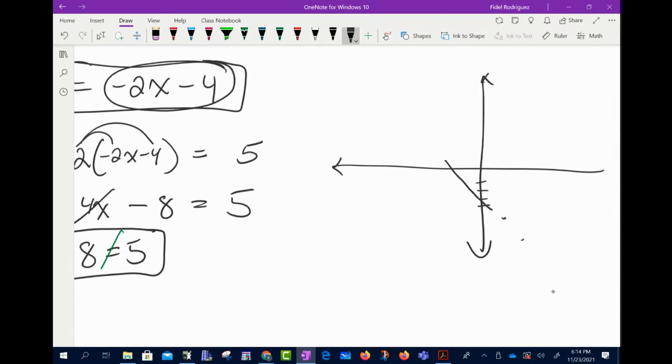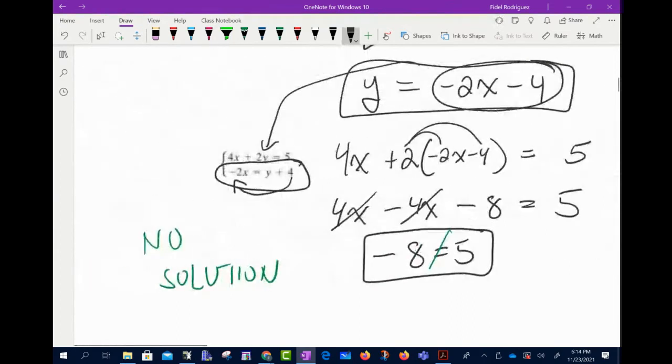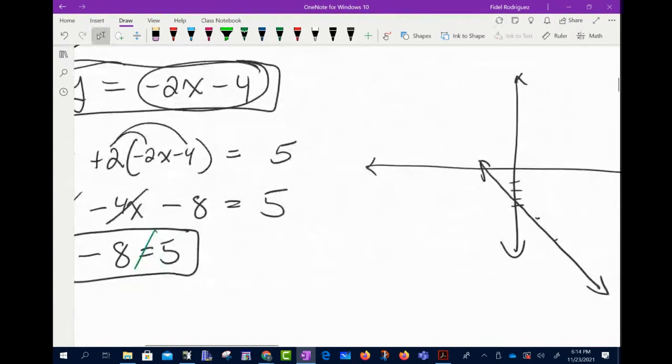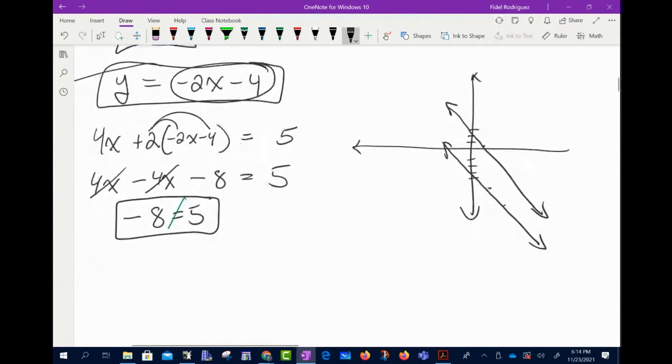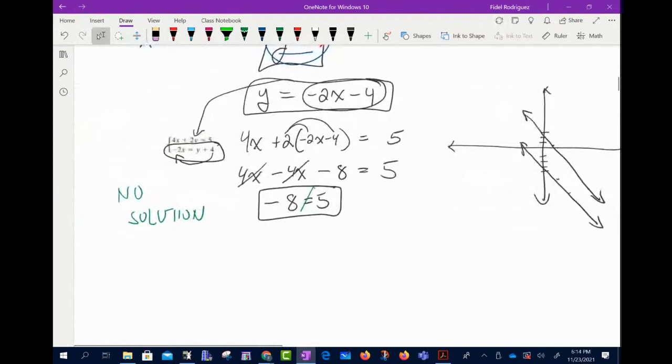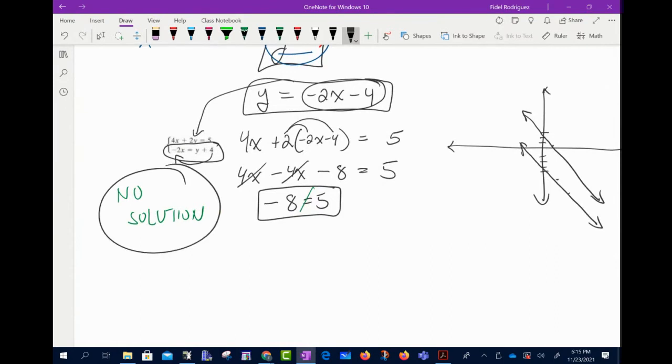Okay, so what's really happening here is one line looks like this. And let me see if I can think about the other one for a second. And the other line looks like this. And so if you notice, those are parallel lines. And parallel lines never meet up, okay? And so that's why we say there's no solution.